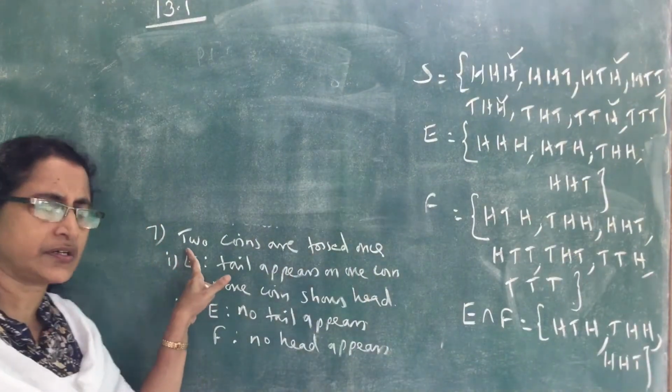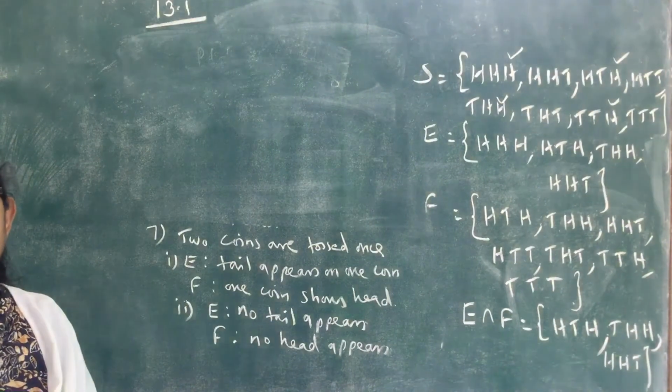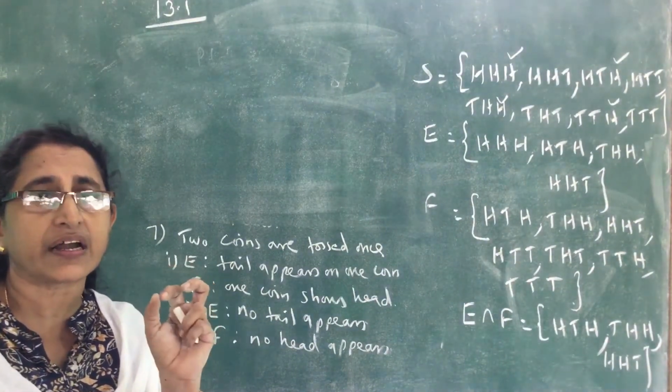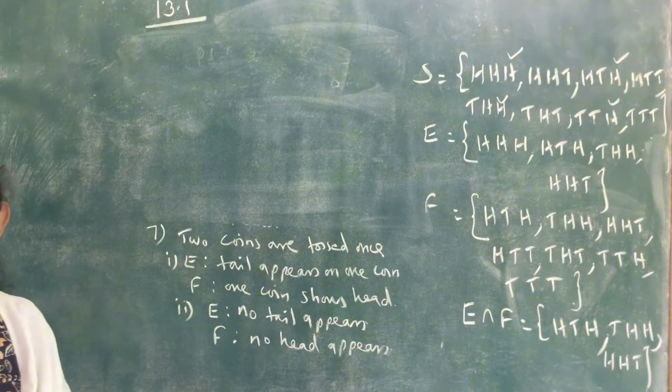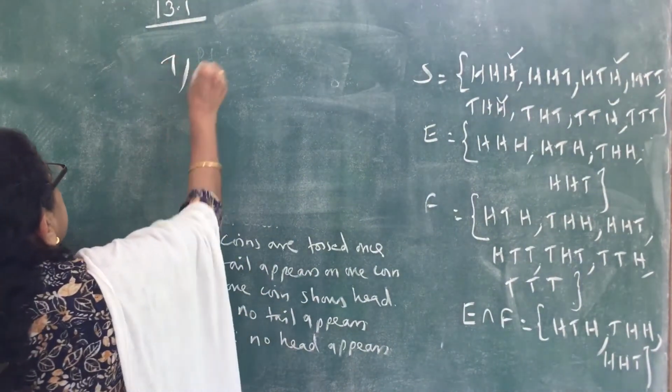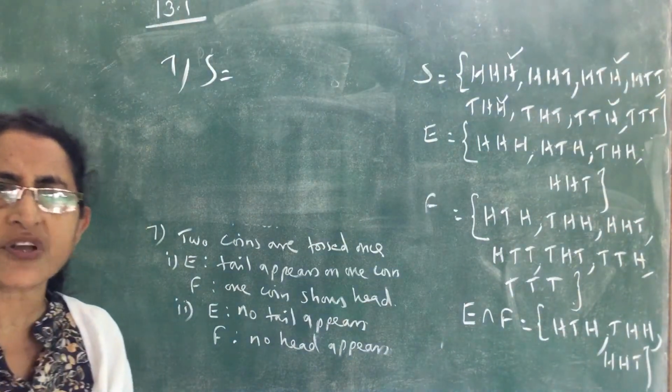Now see the 7th question. Two coins are tossed once. That is the experiment here. First read the experiment carefully. Two coins are tossed once. So what is the sample space? First write the sample space, if there are only a finite number of elements. If it is not possible, no need.